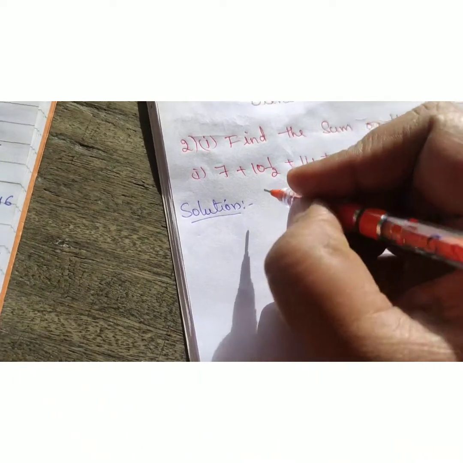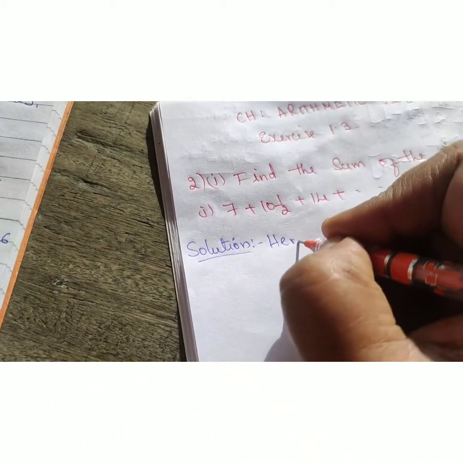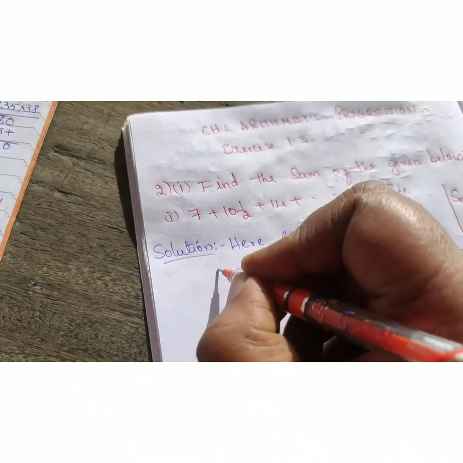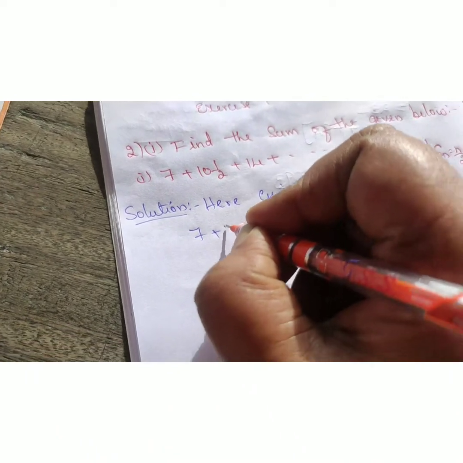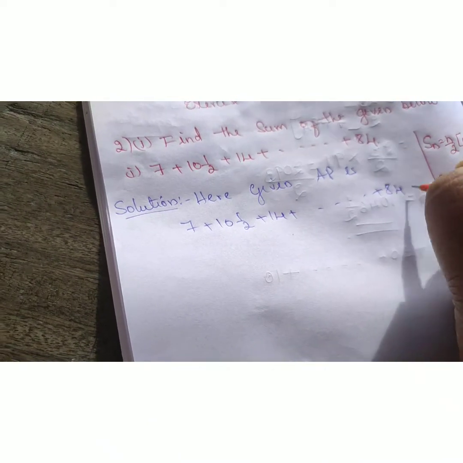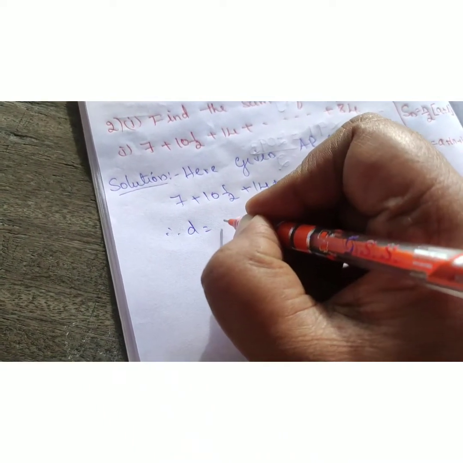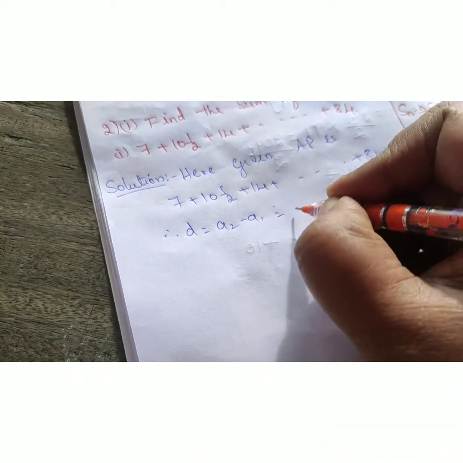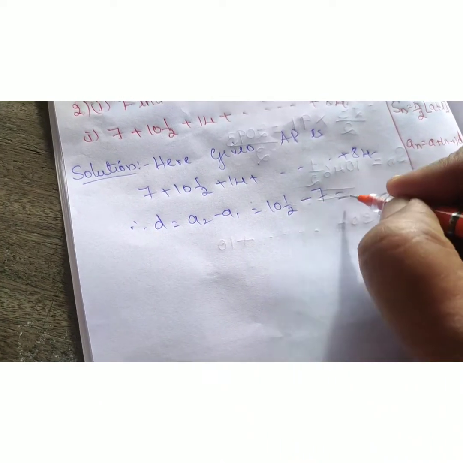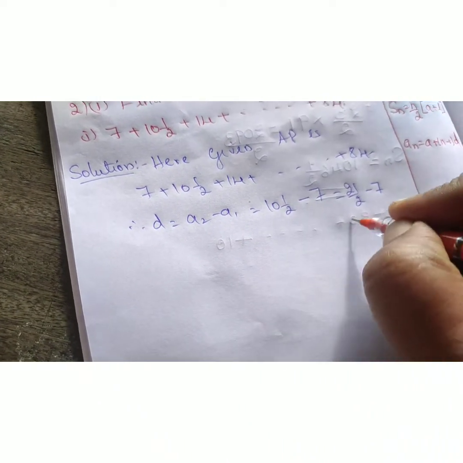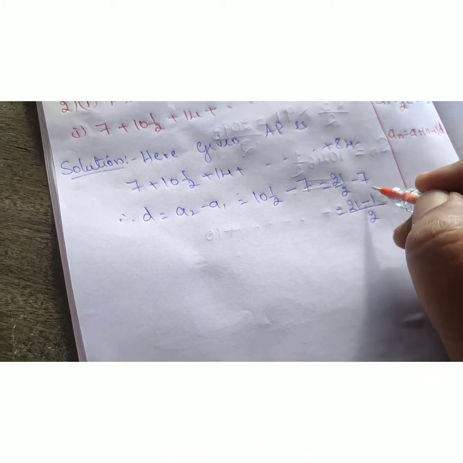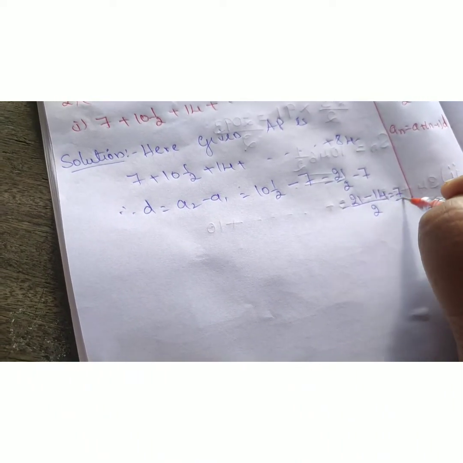Given AP is 7 plus 10 and half plus 14 plus so on up to 84. So what is d? d is equal to a2 minus a1, that is 10 and half minus 7. That will be 21 by 2 minus 7. Taking 2 common, 21 minus 14, so you will be having 7 by 2.